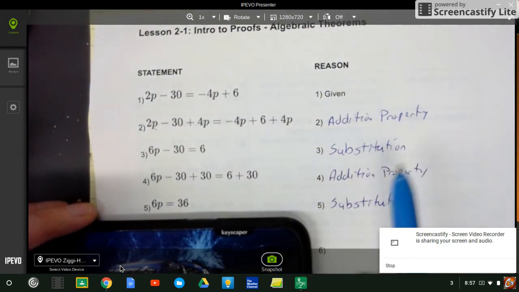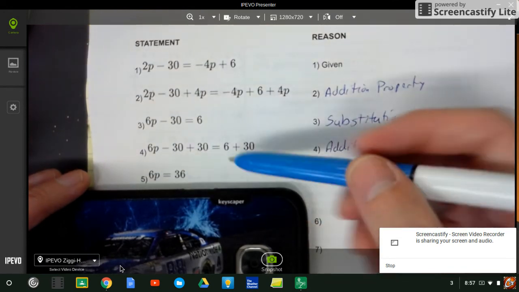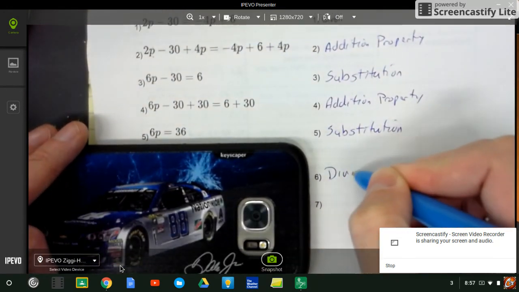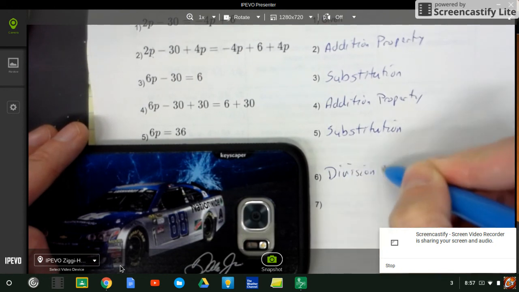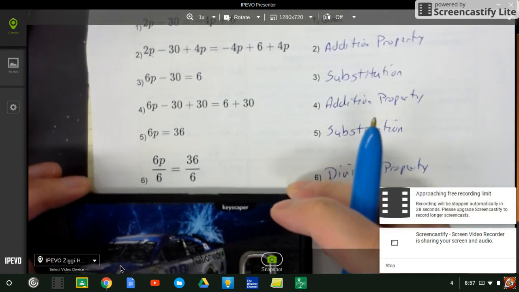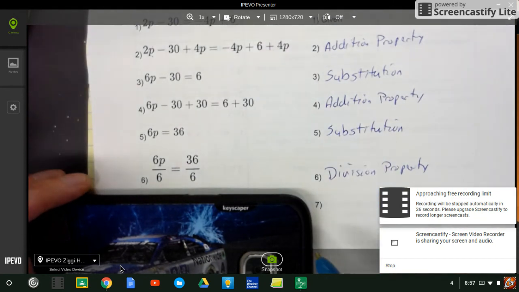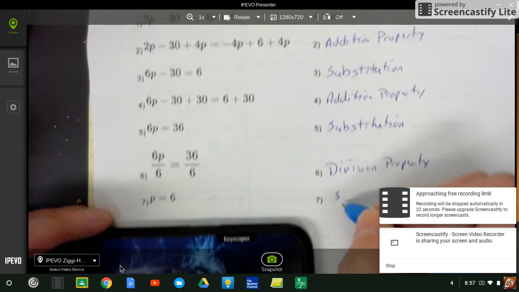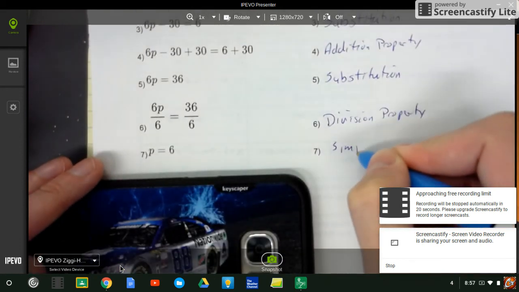So now the last thing I need to do is divide by 6. And there you go, you just told yourself what to do: division property. When I divide, I get that statement where I'm actually showing division. And then, of course, we do the division, so we simplify. Oops, running out of time.